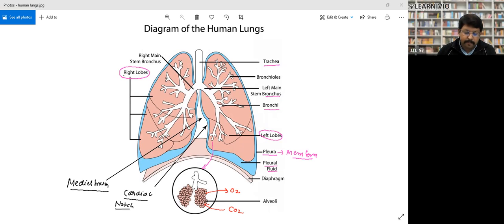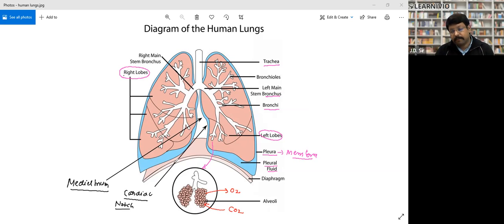Right lung is larger and of 700 gram, and left one is smaller and of 600 gram. Full stop. Keep on writing in bullet form. Next point.